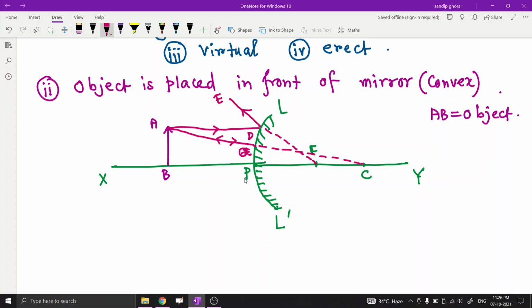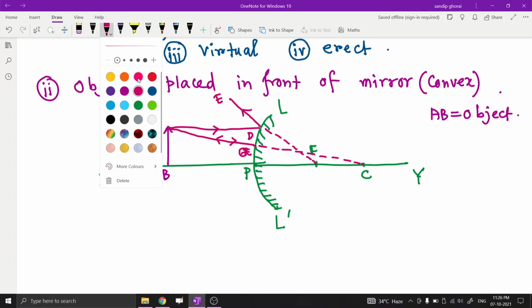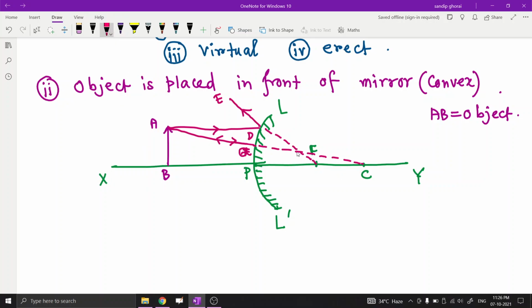So here actually they appear to meet from this point, and we draw an image. This is A dash and B dash. So here A dash B dash is the image.